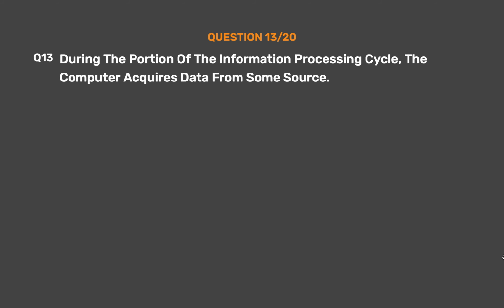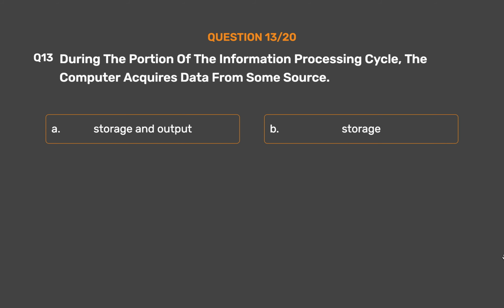Question number 13. During the portion of the information processing cycle, the computer acquires data from some source. Option A. Storage and output. Option B. Storage. Option C. Input. Option D. Output.